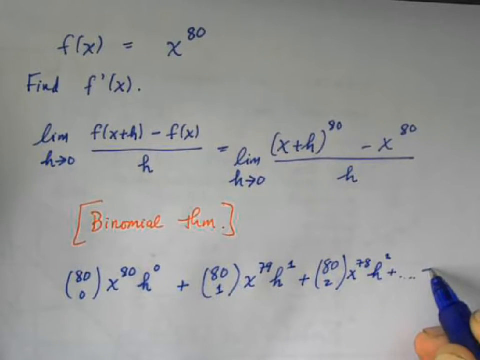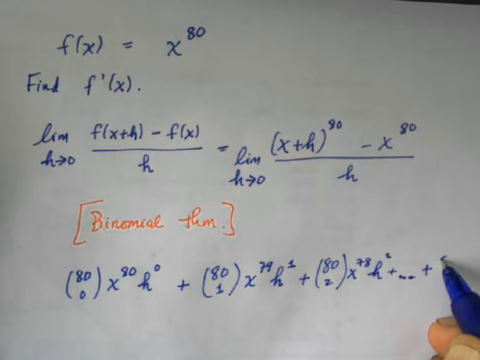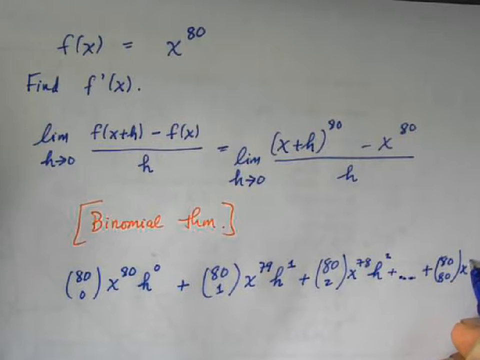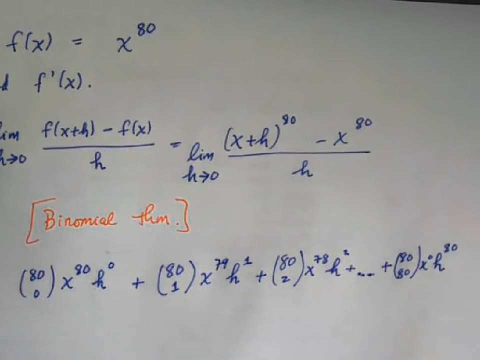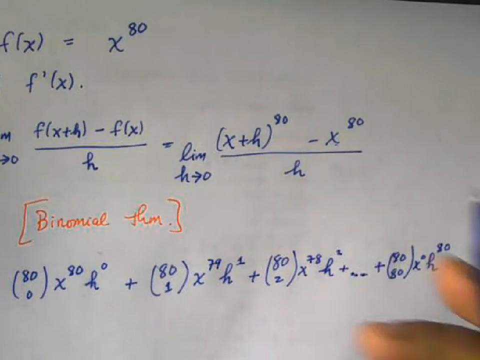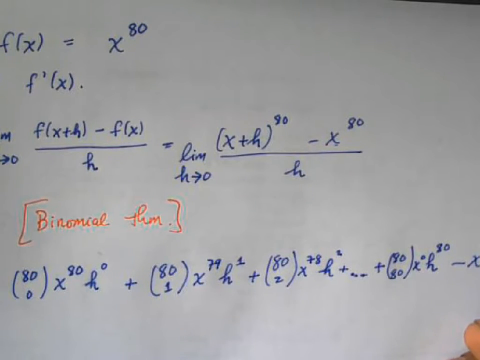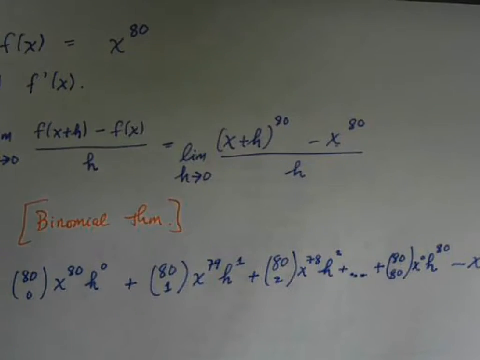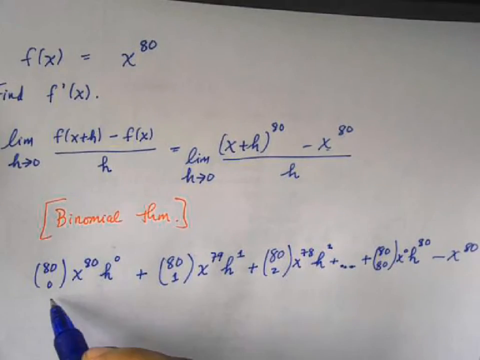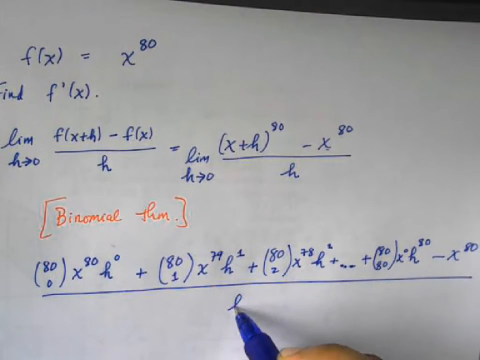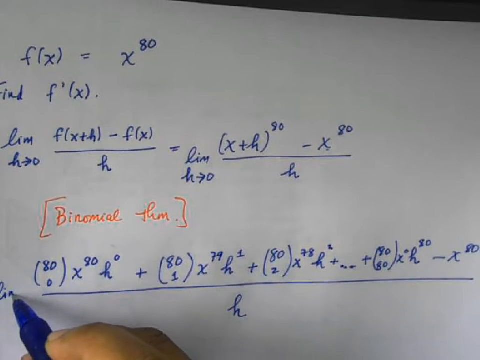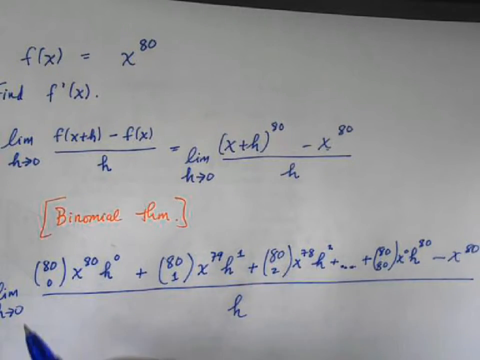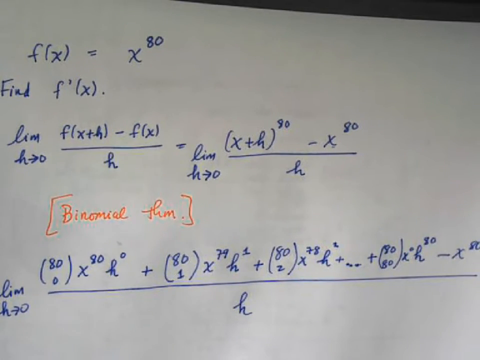And we're going to continue until we reach 80 choose 80 times x to the 0th power times h to the 80th power, and then we still have to subtract this x to the 80th power. Okay. All of this is over h, and then we take the limit as h approaches 0 of all of that mess.